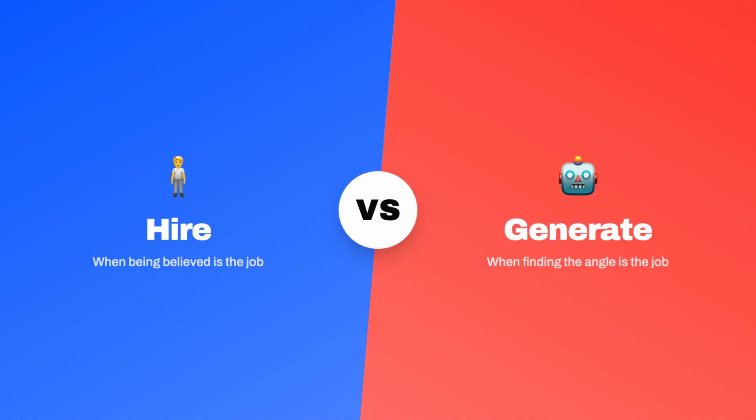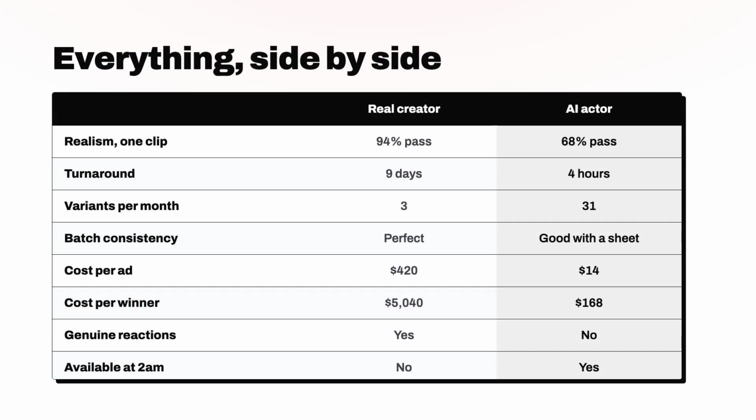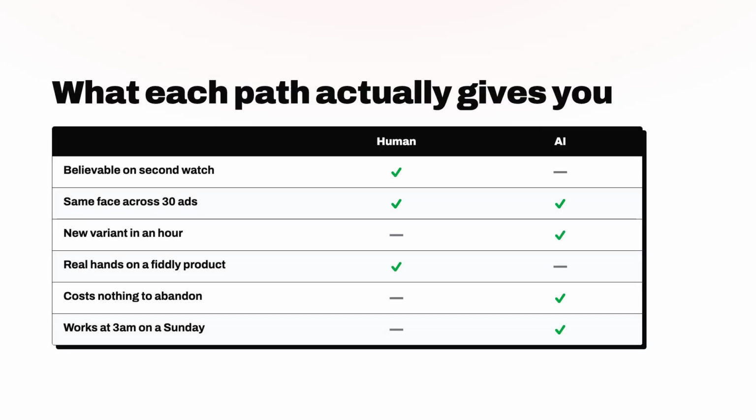Being believed or finding the angle, those are 2 different jobs. Everything side by side in one table. This is the summary I'd send someone who asked me the question in a DM and didn't want a 20-minute video. And which path actually gives you what? Notice neither column is all ticks. Anyone telling you one of these columns is full is selling you something.